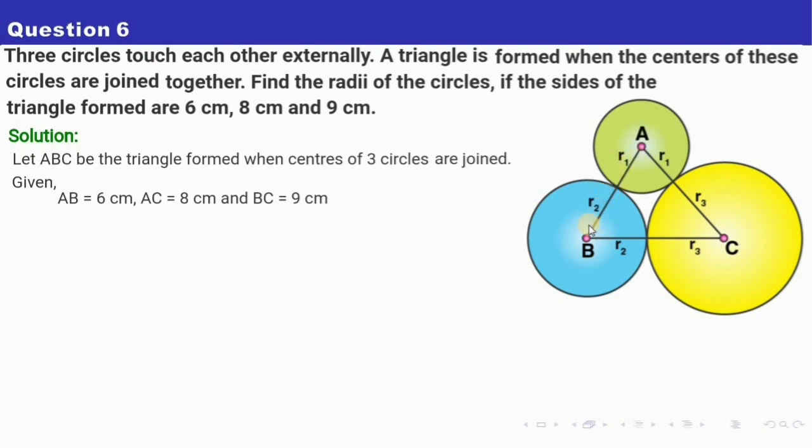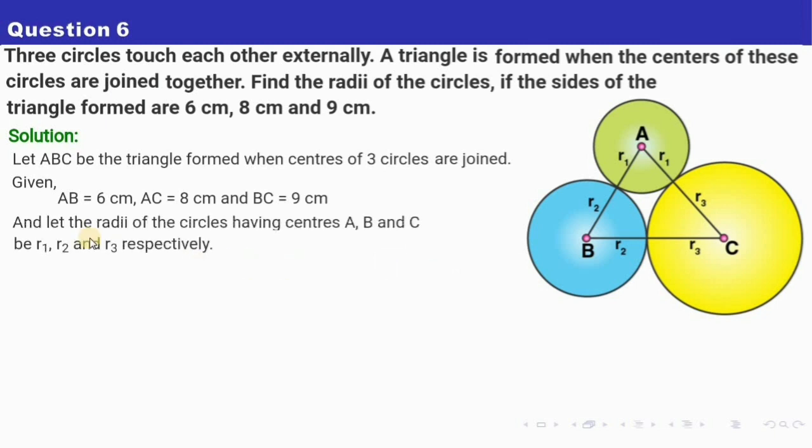Similarly, we have AC as R1 plus R3 and BC as R2 plus R3. R1 plus R3 means AC, and AC is 8, so R1 plus R3 is 8. R2 plus R3 gives BC, and BC is 9, so R3 plus R2 is 9. The last one is R2 plus R1, that is AB, and AB is 6 centimeter. Let me number these as equations 1, 2 and 3.